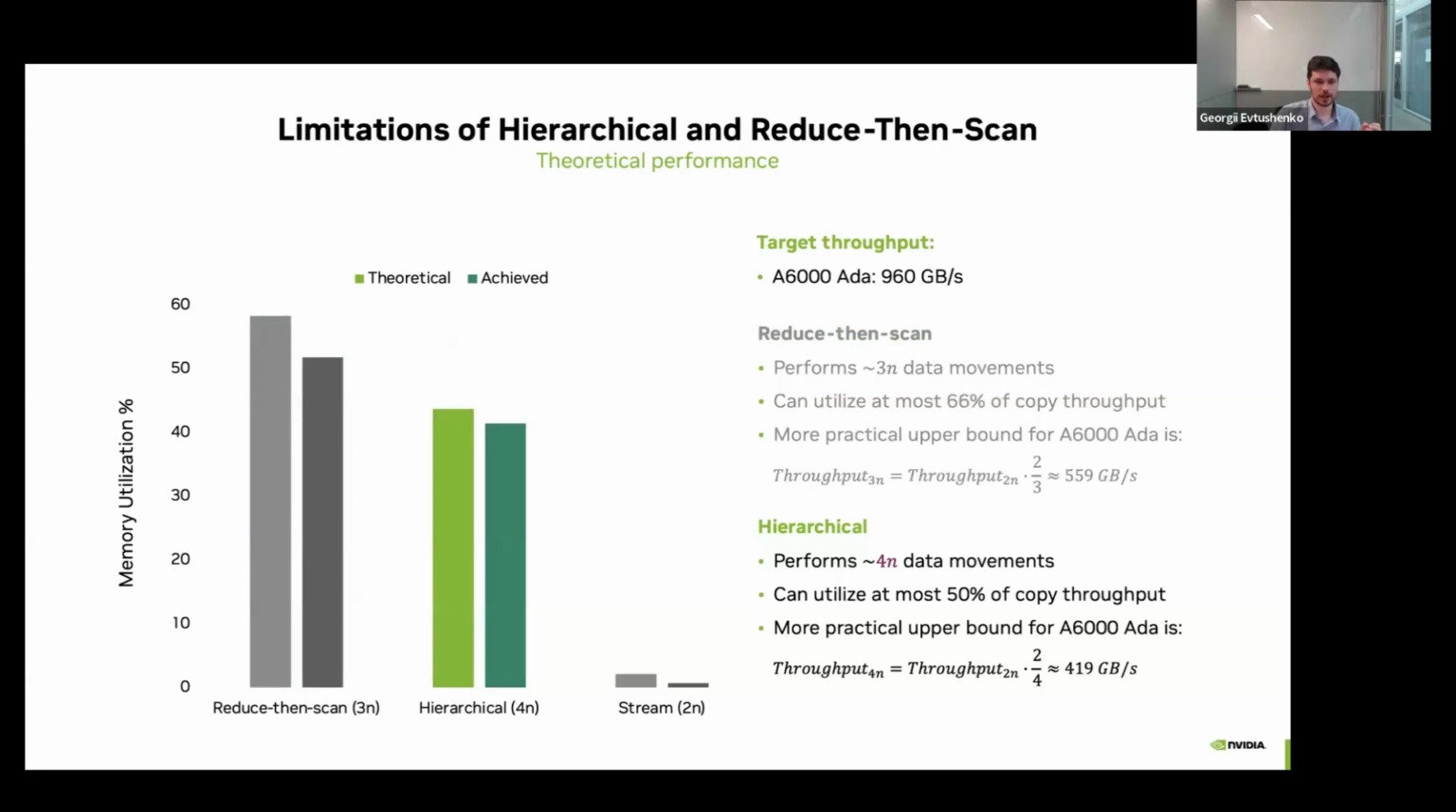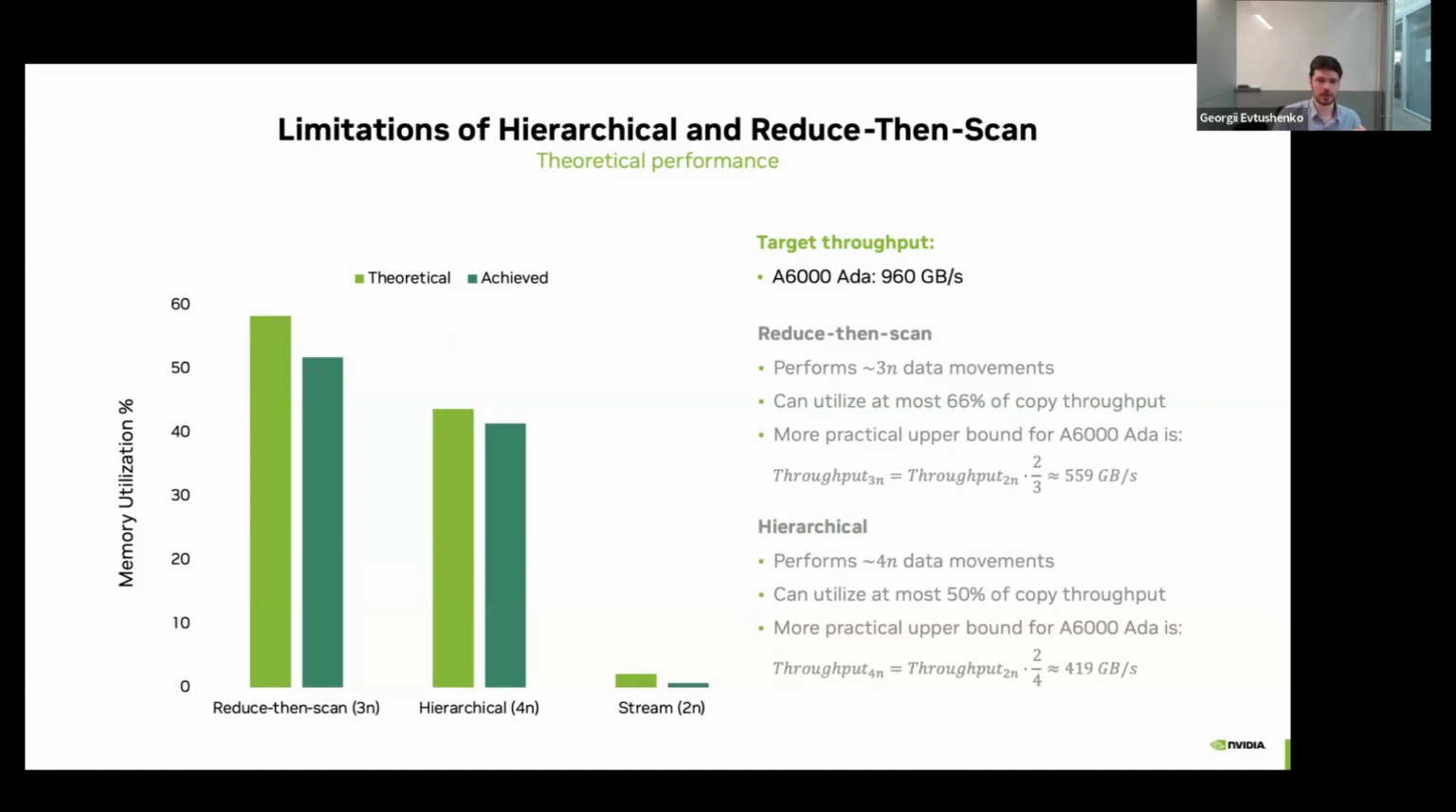Okay, let's move on to hierarchical scan. This algorithm reads and writes data twice, which leads to 4n memory accesses. Following this logic, this algorithm can't achieve better than 50% speed of light. As you can see, the prediction is quite close again. So let's carry on. And the last algorithm is stream.